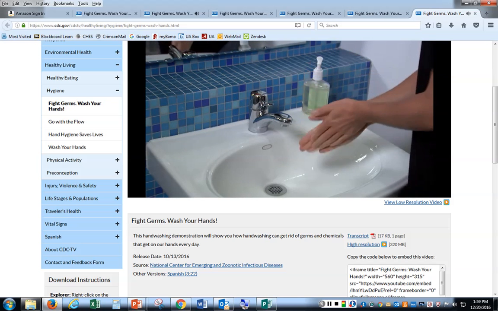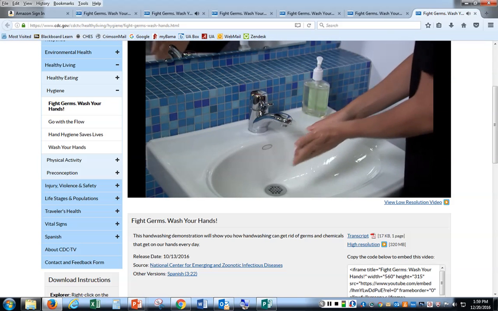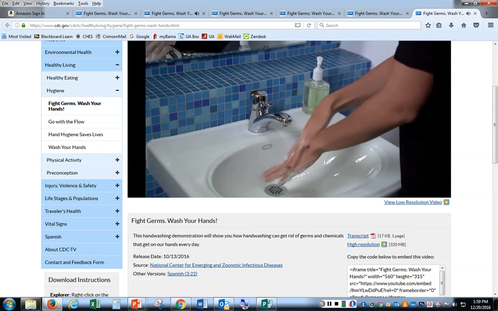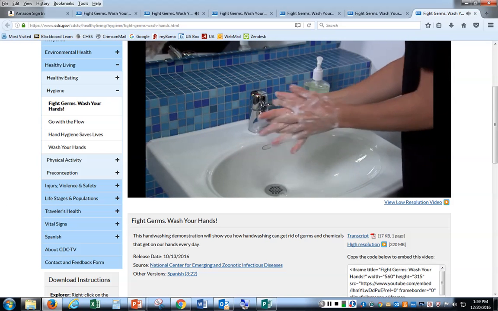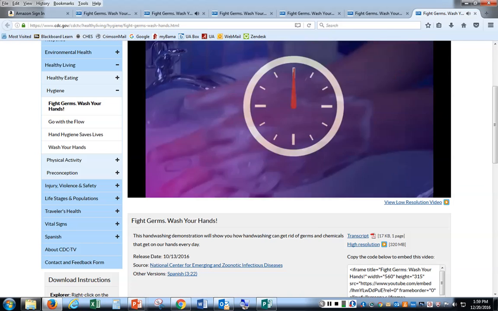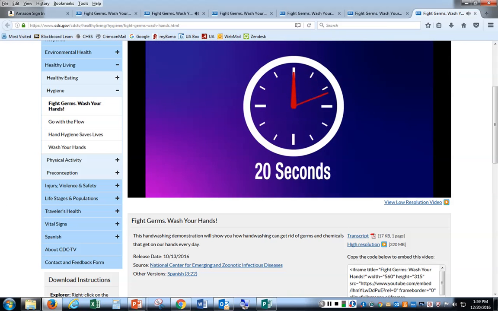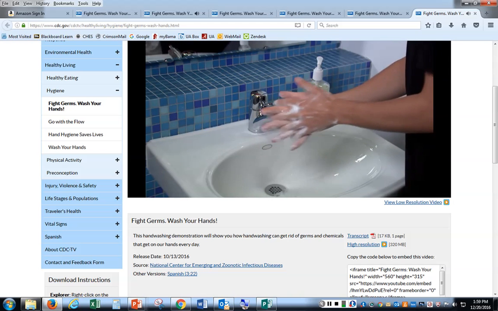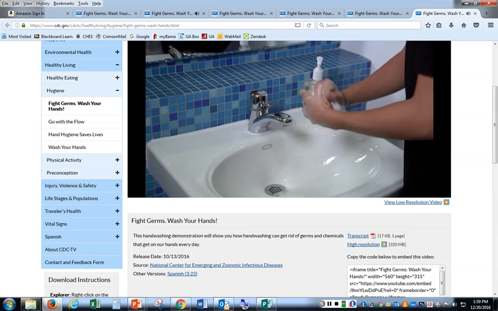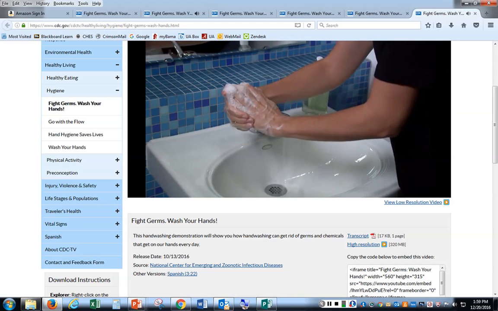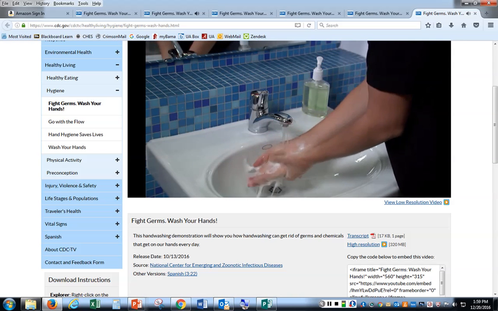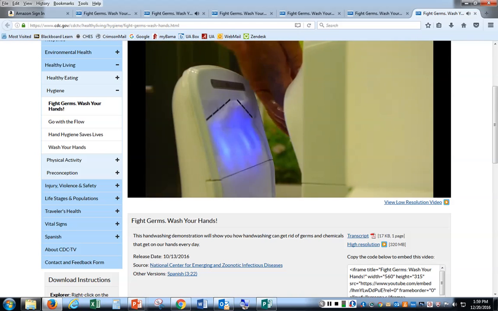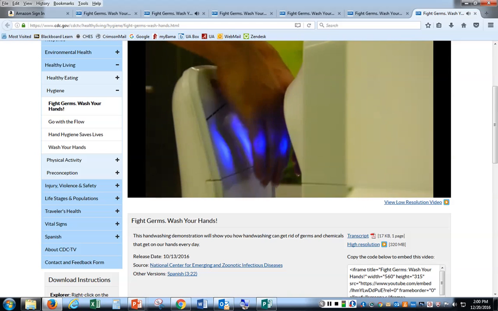Then, lather your hands by rubbing them together with the soap. Be sure to lather the backs of your hands, between your fingers, and under your nails. Scrub your hands for at least 20 seconds. If you don't have a clock nearby, keep scrubbing until you've sung the happy birthday song twice. Rinse your hands well under clean running water. Dry your hands using a clean towel, electric hand dryer, or air dryer.